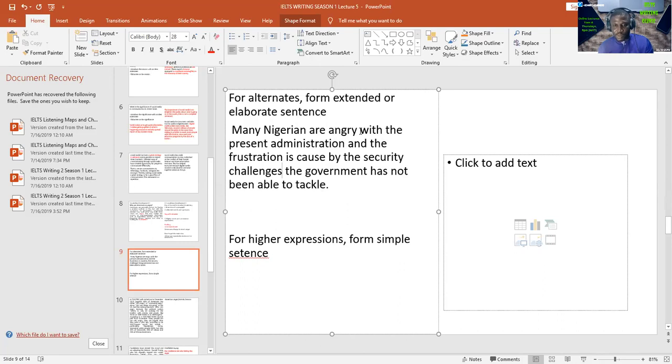You can see I used the word angry the first time because most of us are repeating our words, and I used the word frustration the second time. And even at that, there were words like administration and government. I didn't repeat the same word, government. Okay, so those are the ways you need to write. Part of the ways that you can enhance your mark in IELTS.